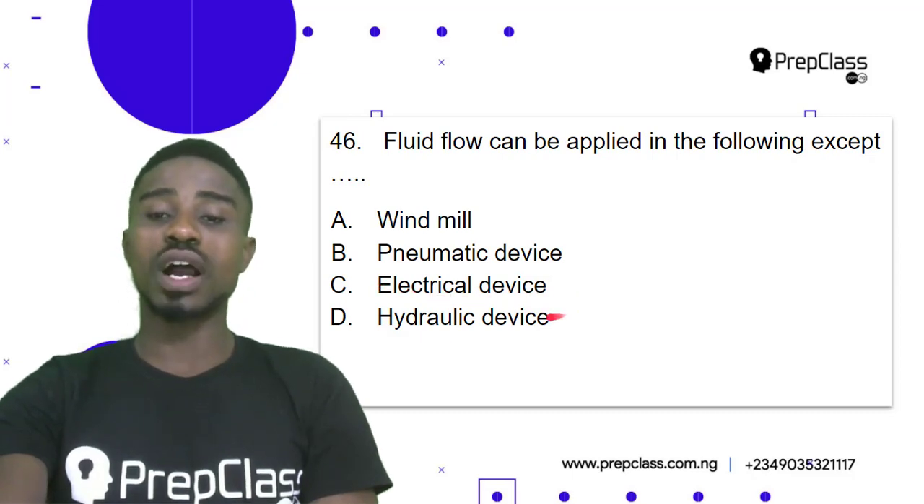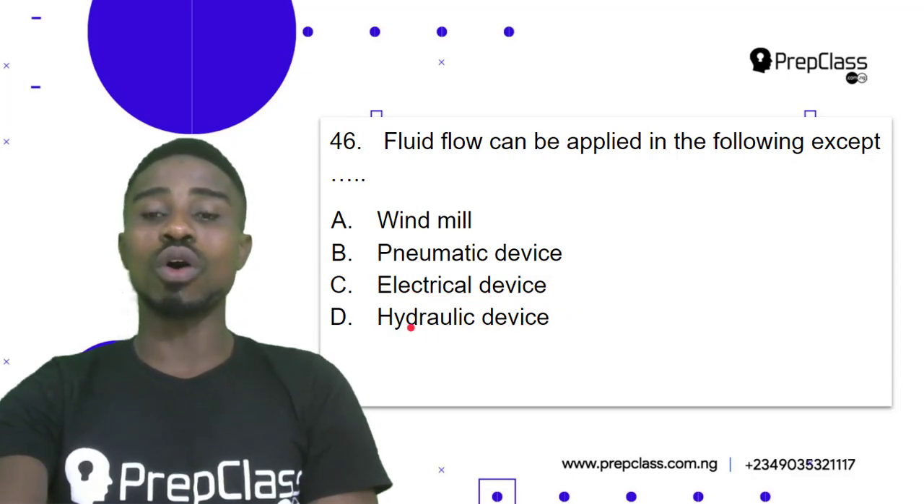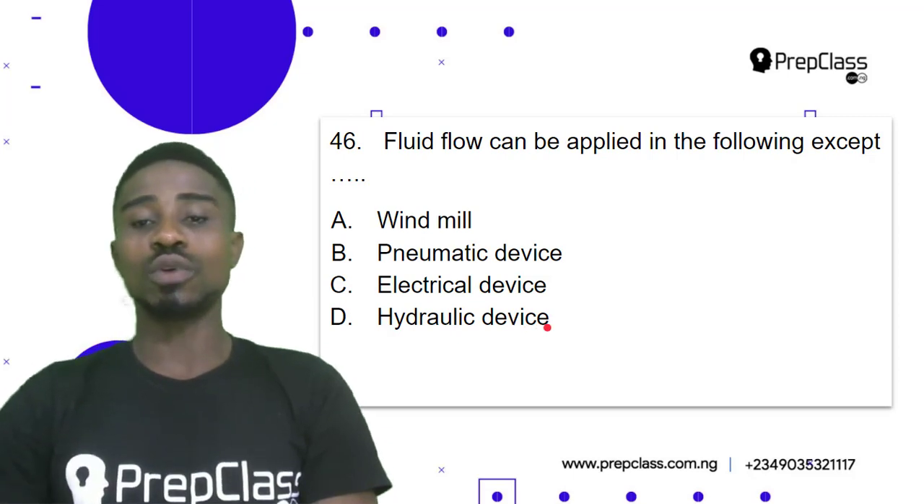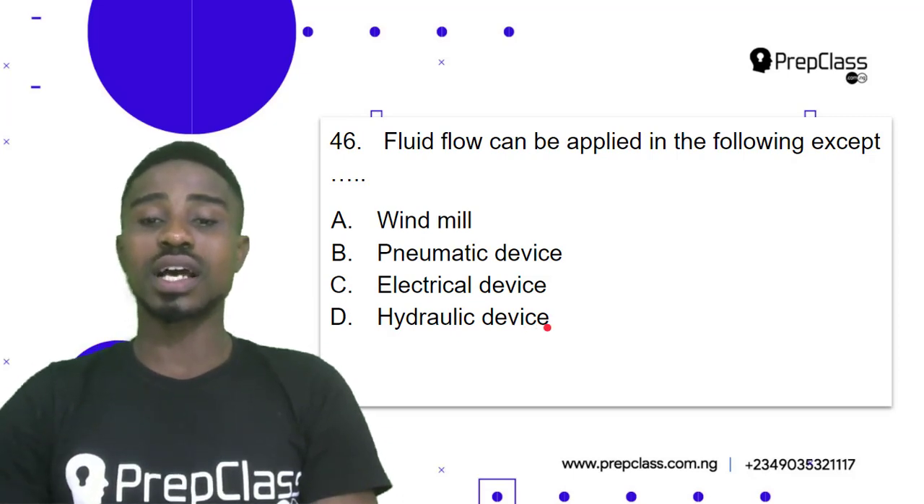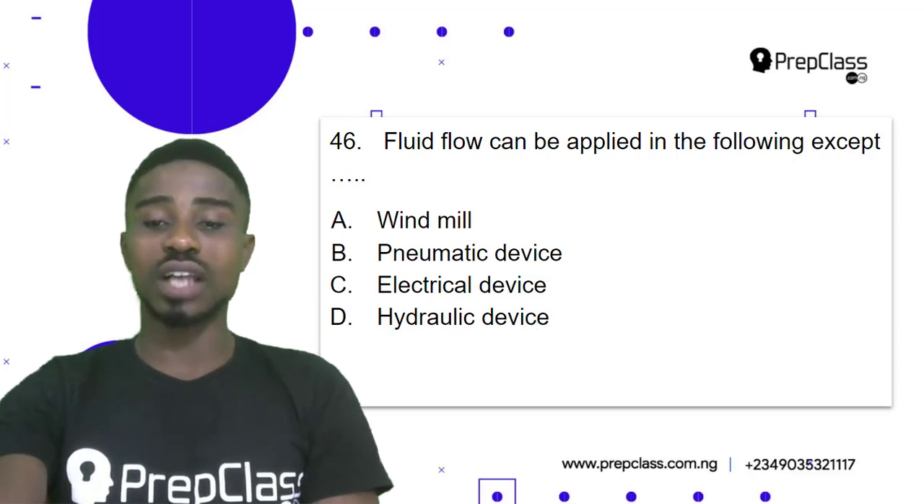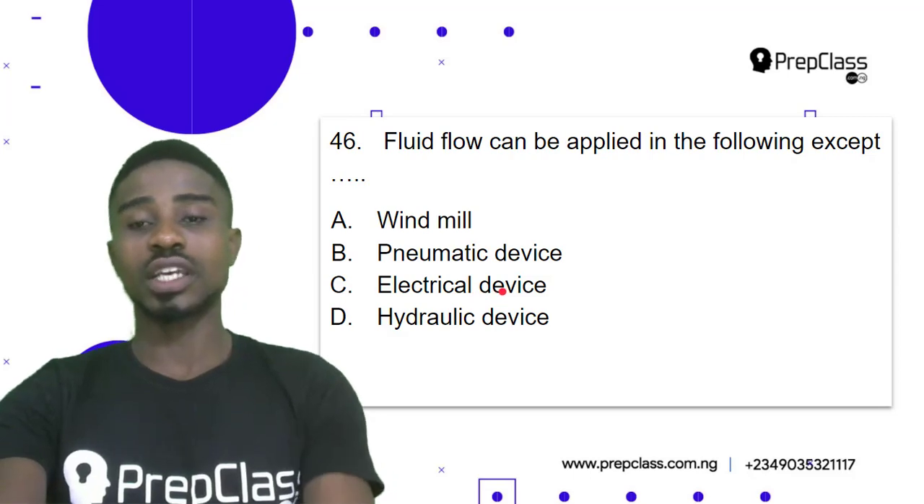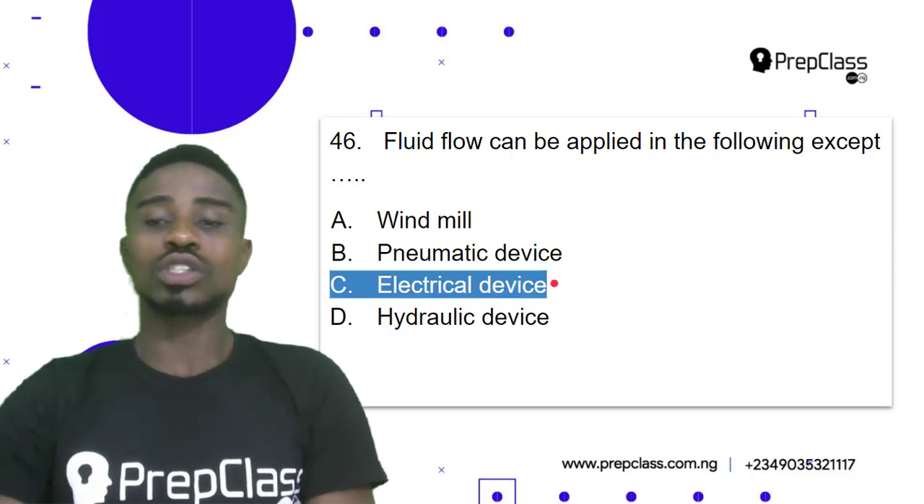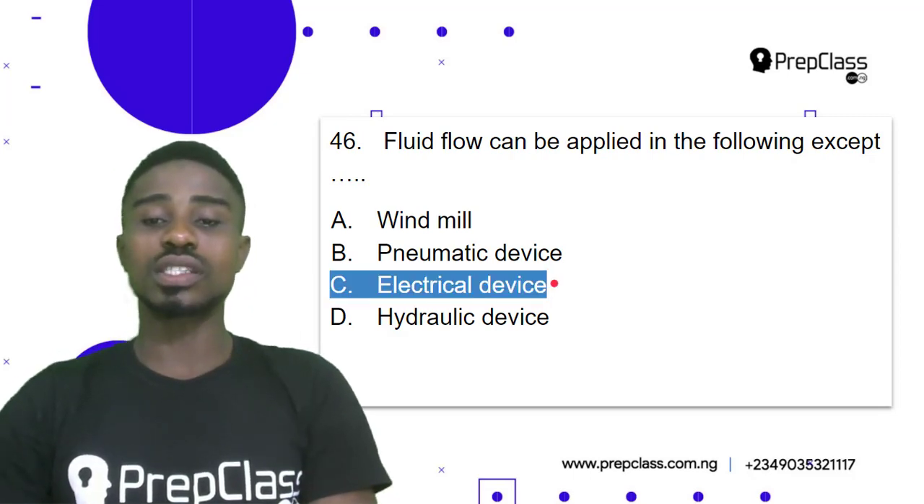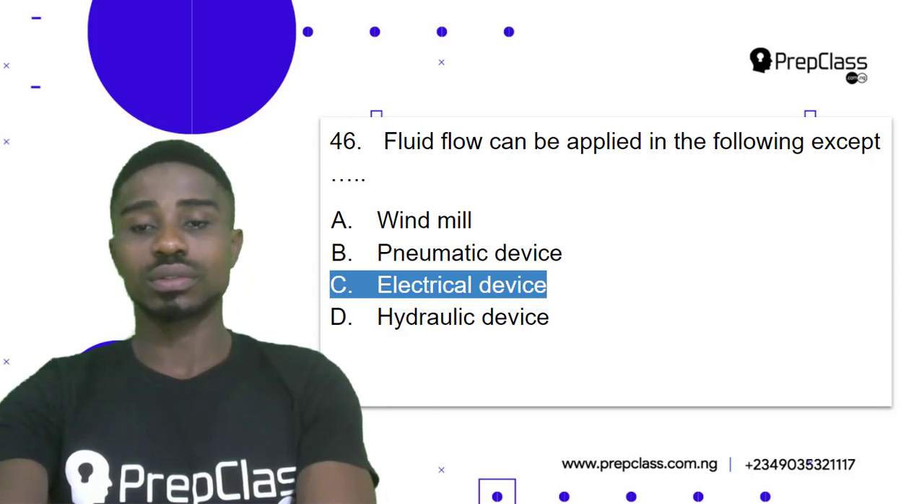While a hydraulic device operates through the flow of liquid. So our correct answer would be electrical device because it doesn't operate as a result of fluid flow. Alright, let's check it out. Question 46, option C, electrical device is our correct answer. Let's look at the next question.